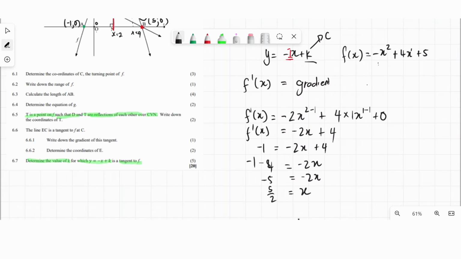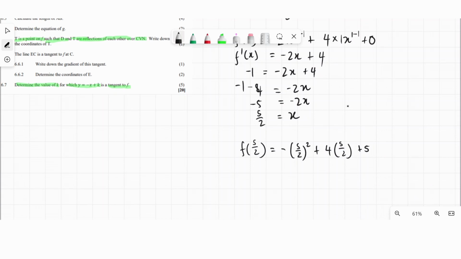We're going to take this x coordinate and substitute it back into the original, which is f of x. When you punch this whole thing into the calculator, you're going to get 35 divided by 4. So let me just do it in green here, making this point 5/2 and 35/4, the point where the gradient is equal to negative 1.